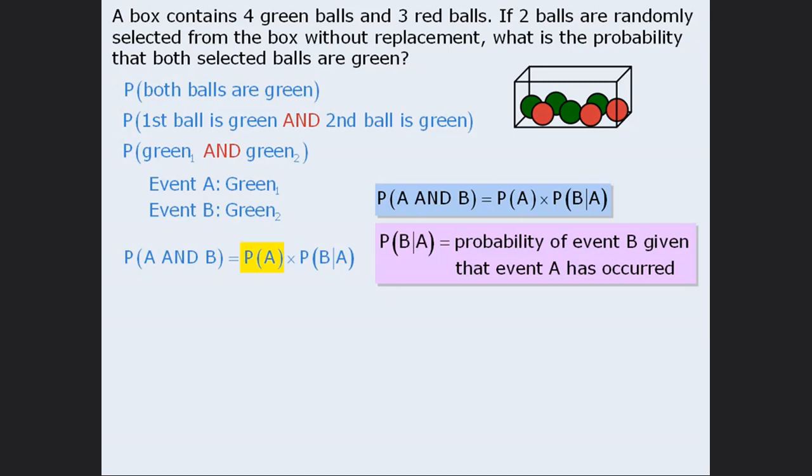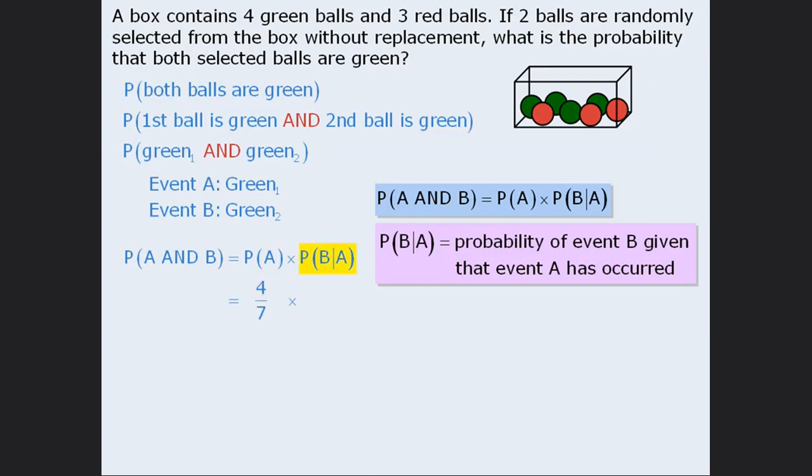First, we need to find the probability of event A. Event A is selecting a green ball on the first draw. Since 4 of the 7 balls are green, the probability of selecting a green ball is 4/7.